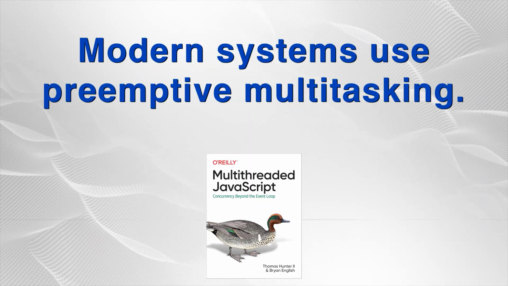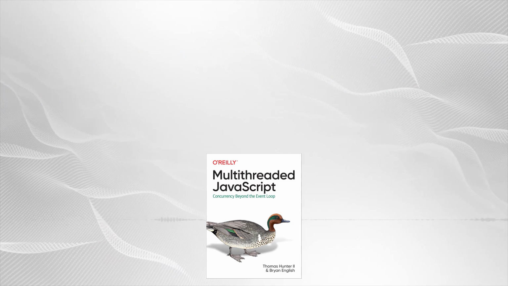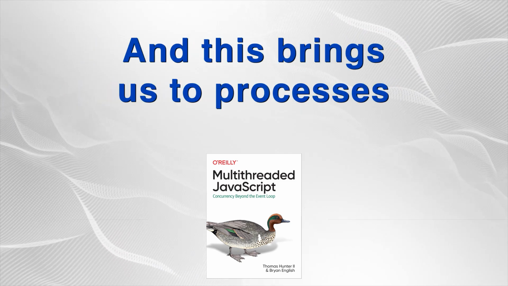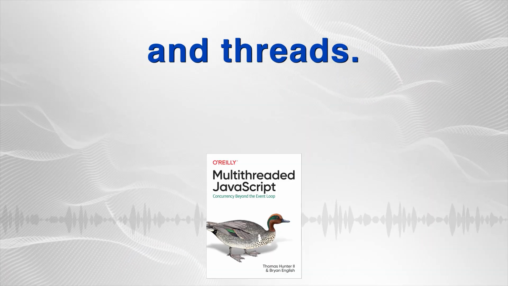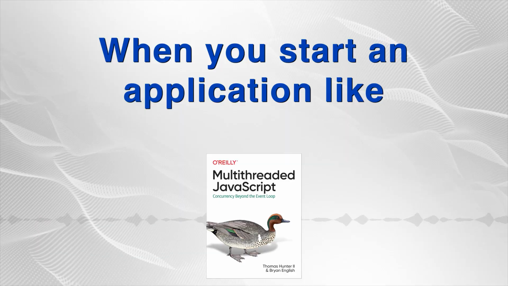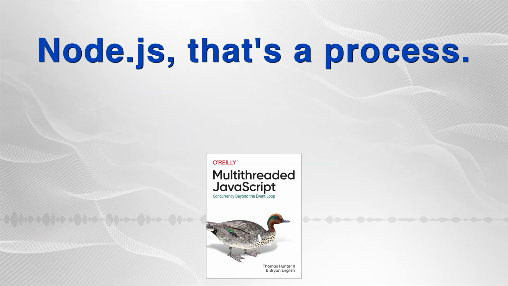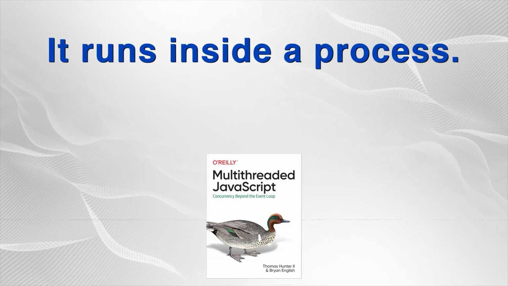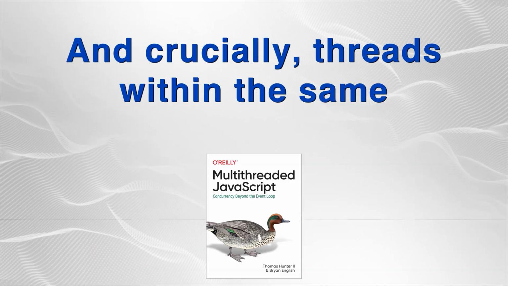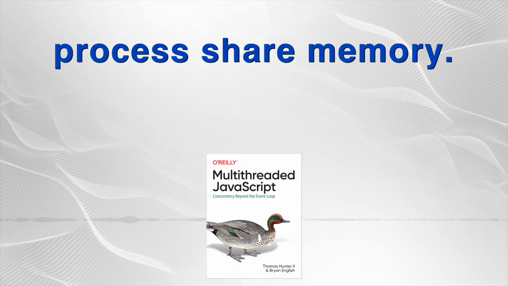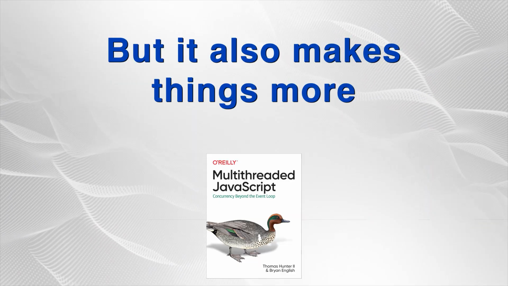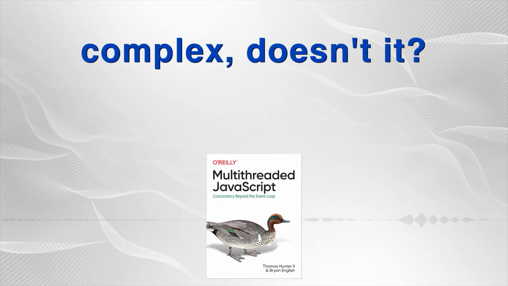Yes. Modern systems use preemptive multitasking. The operating system decides when programs run. It's much smoother. And this brings us to processes and threads. When you start an application like Node.js, that's a process. It has its own memory. A thread is smaller, it runs inside a process, and crucially, threads within the same process share memory. This shared memory makes sharing data fast, but it also makes things more complex, doesn't it? You have to be careful.